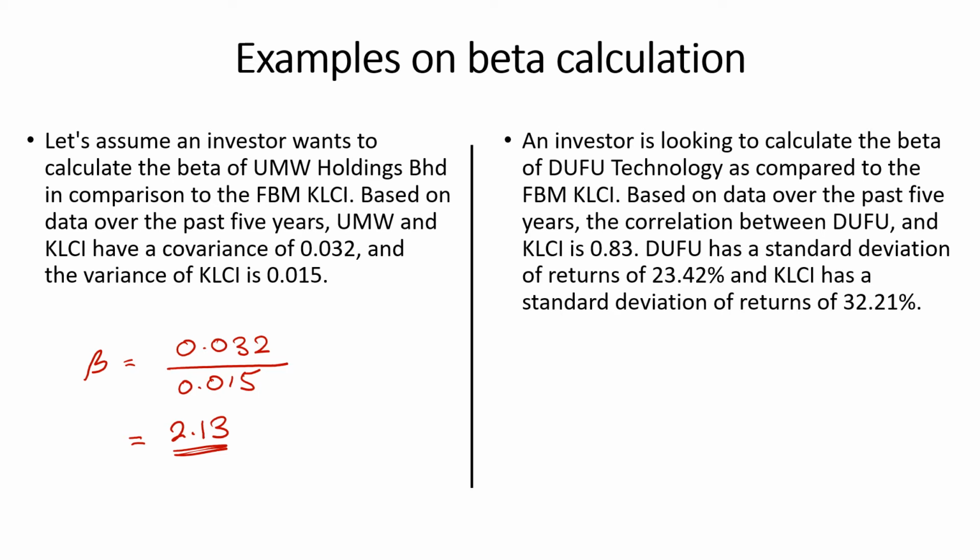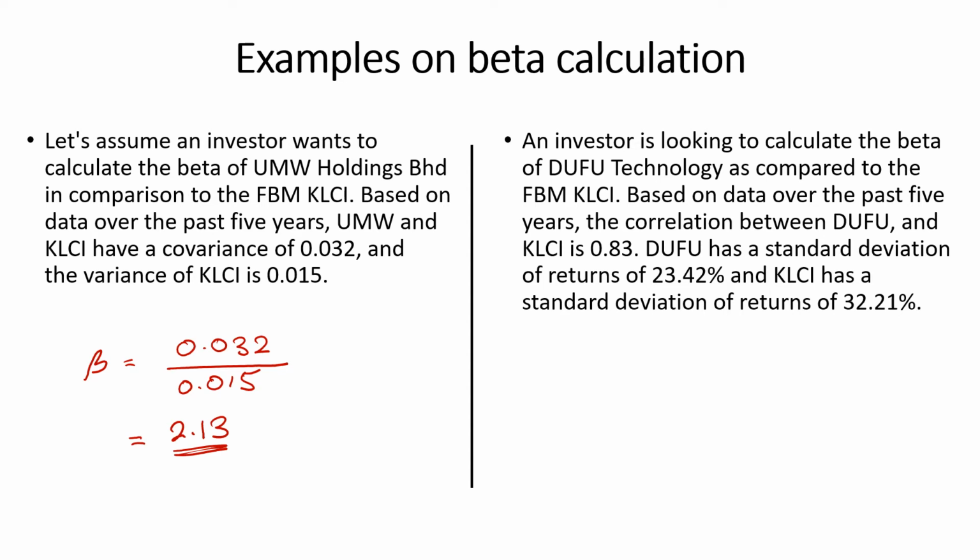If you refer to the second example, beta can also be calculated by first dividing the security's standard deviation of return by the benchmark's standard deviation of returns. The resulting value is then multiplied by the correlation of the security's return and the benchmark returns. Let us look at the example. An investor is looking to calculate the beta of DuFu Technology as compared to the FBM KLCI. Based on data over the past 5 years, the correlation between DuFu and KLCI is 0.83.